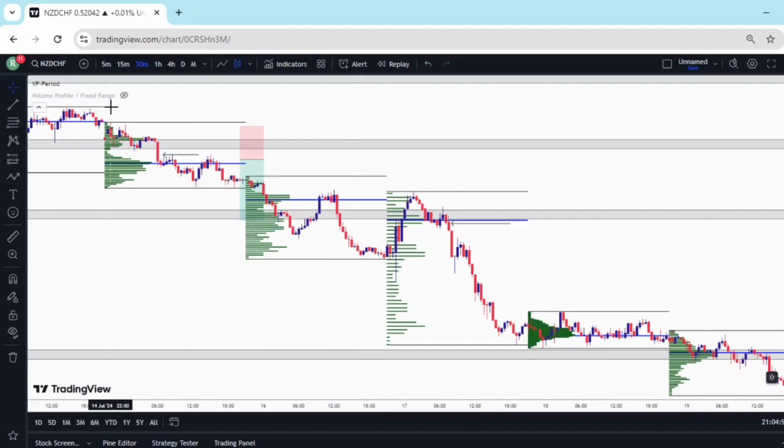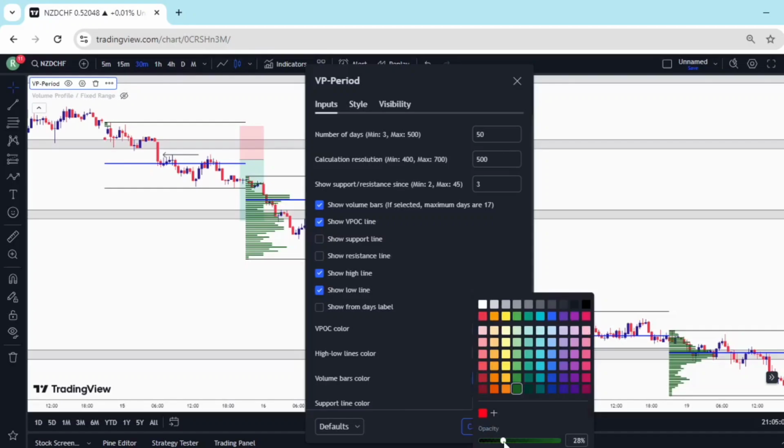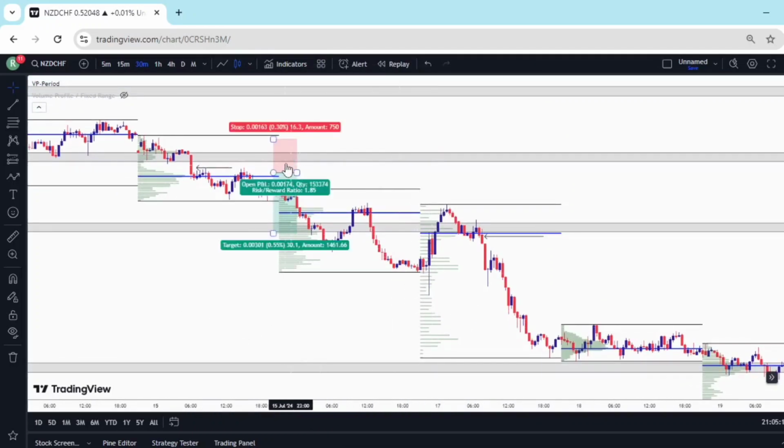But there is one indicator that I can recommend that you can trade, which is the volume profile indicator. That's what you are seeing on the chart. Volume profile indicator. Now, how do you trade this indicator?